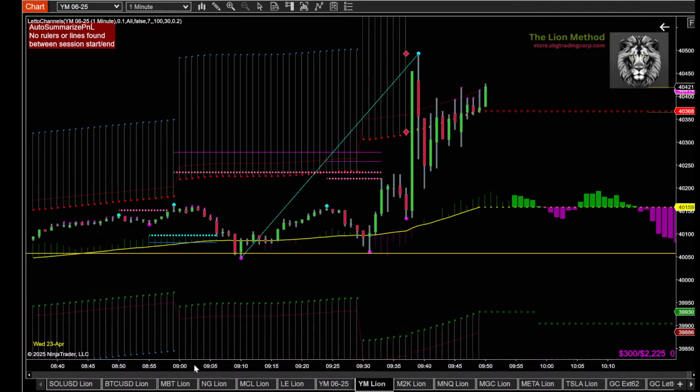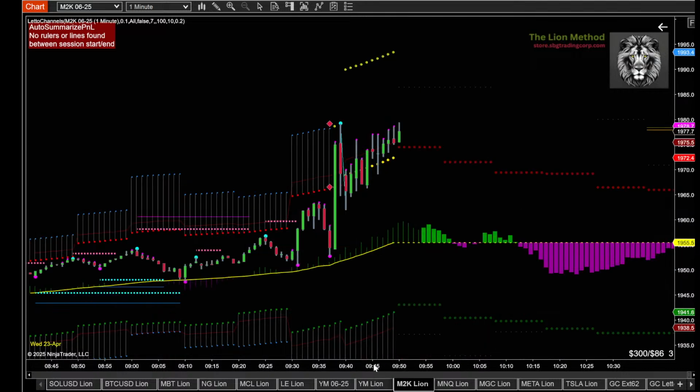See how big those are? This is from 9 o'clock till 9:30. I switched it over just to demonstrate. You can change that in Leto channels. There's a time slice number. This one is at 10 minutes, so you get a little bit more refined distances.